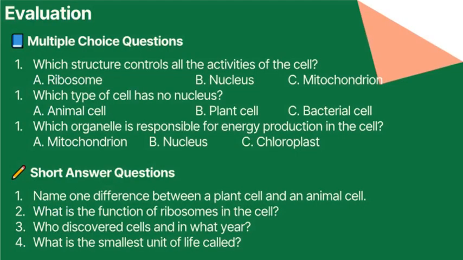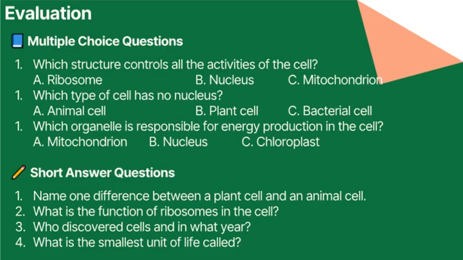Let's test your understanding. Question 1. Which structure controls all the activities of the cell? Is it A, ribosome, B, nucleus, or C, mitochondrion? Question 2. Which type of cell has no nucleus? A, animal cell, B, plant cell, or C, bacterial cell? Question 3. Which organelle is responsible for energy production in the cell? A, mitochondrion, B, nucleus, or C, chloroplast?